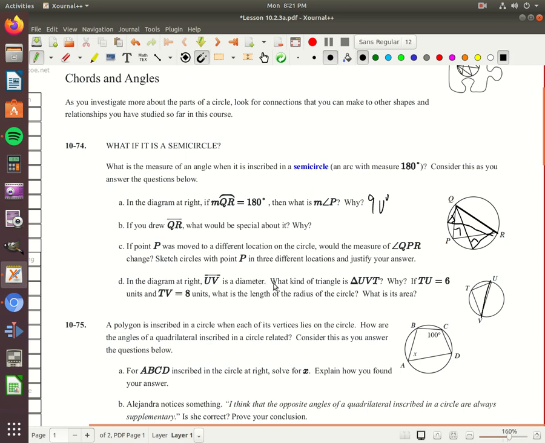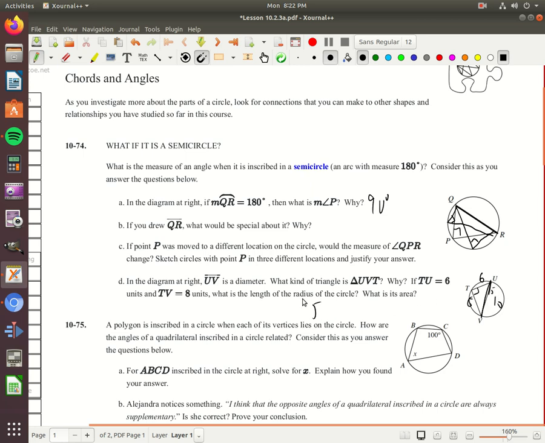So what kind of triangle is triangle UTV? Well, it must be a right triangle because that would be 90 degrees, right? The intercepted arc is 180, so the inscribed angle would be half of that, or 90. So if TU equals 6 and TV equals 8, well, 6 squared plus 8 squared equals 10 squared. That's the diameter, but it's asking for the radius. The radius would be half of that, which would be 5.